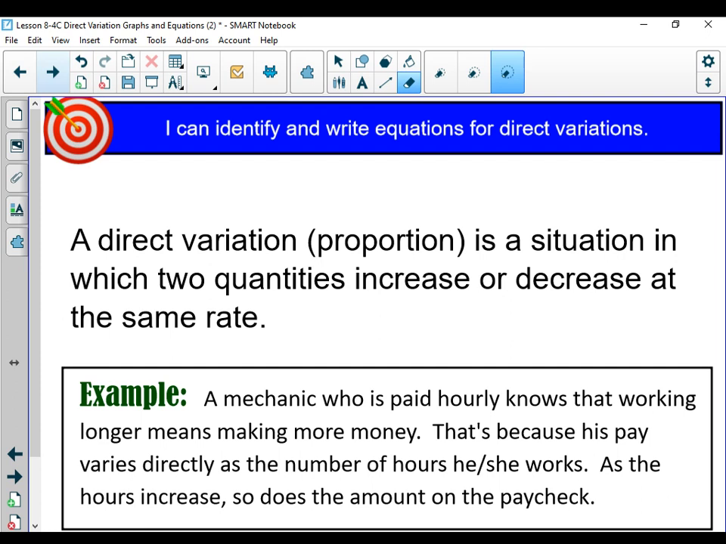So the example talks about the mechanic who is paid hourly. He or she knows that the longer hours he or she works, the more money they're going to make. So if you picture a graph like that, the more you work, the more money you make. So I picture that going up. Can you picture it going up?